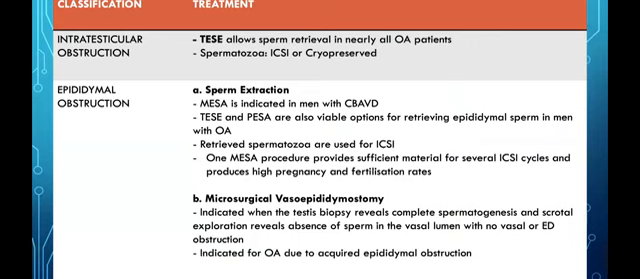When one looks at just some of the treatment options quickly, intratesticular options will be TESE, so one can retrieve sperm in almost all obstructive azoospermia patients, and then those are either sent for cryopreservation or ICSI. And then epididymal obstruction will either be managed with sperm extraction. So this is either done with MESA in patients with congenital bilateral absence of vas deferens, or one can use TESA or PESA, and then these are all sent for ICSI ideally.